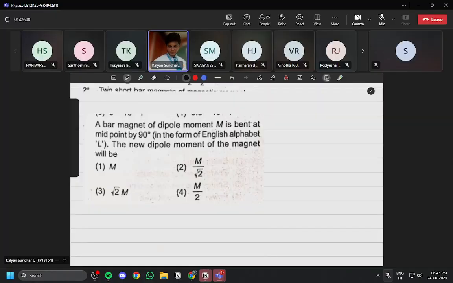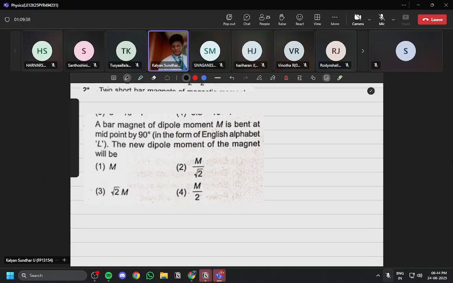A bar magnet of dipole moment M is bent in such a way that it is bent at its midpoint by 90 degrees. What will the new dipole moment of the bar magnet be? Correct, the second option is correct.